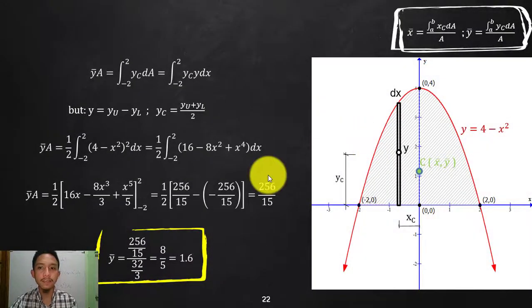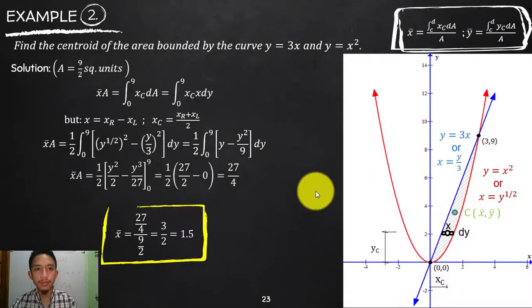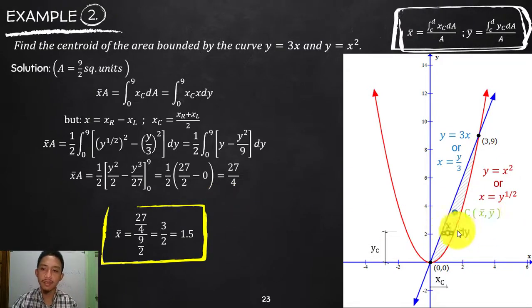Okay, let's have one more example, your example number 2. But this time let's try x bar, so that you will see also. I mean x bar. We will try the horizontal element. Okay, so horizontal element, I will draw the horizontal. What will be my dimension? x and dy.